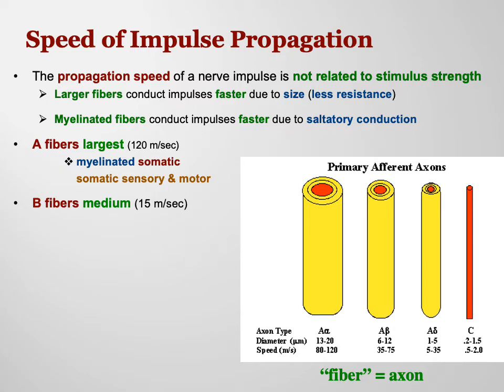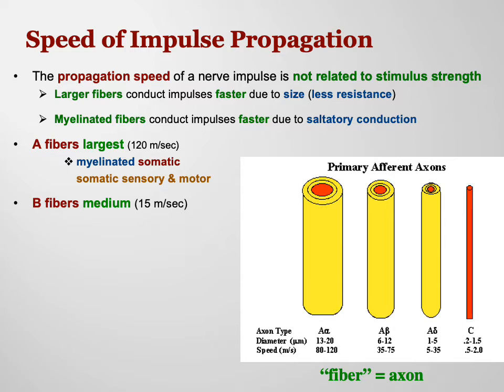Then next come B fibers, which are the medium size. They carry action potentials at a speed of around 15 meters per second. And 15 meters per second, or 15 meters, what do you know that's about 15 meters? I'm guessing like at your house, maybe your living room is maybe 15 meters. At Pima, the classrooms were on the order of maybe 15 meters, the room, that's how wide it was.